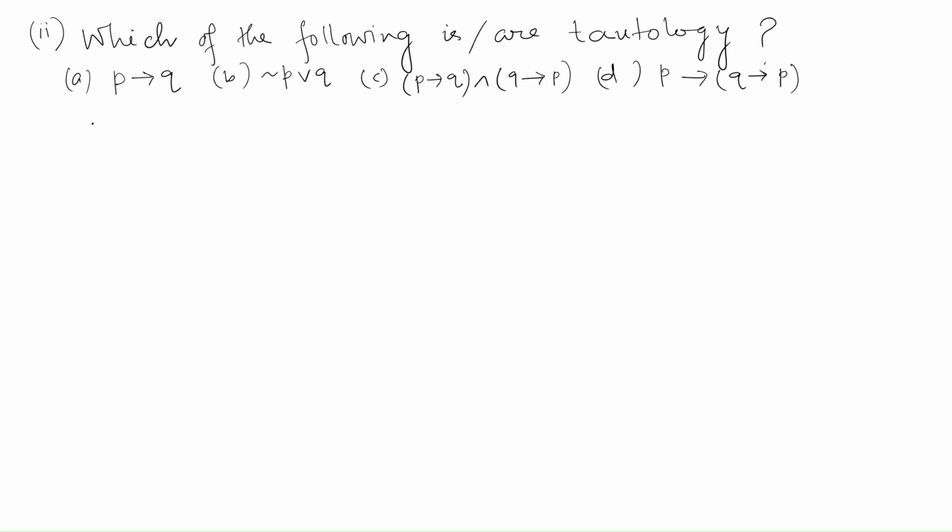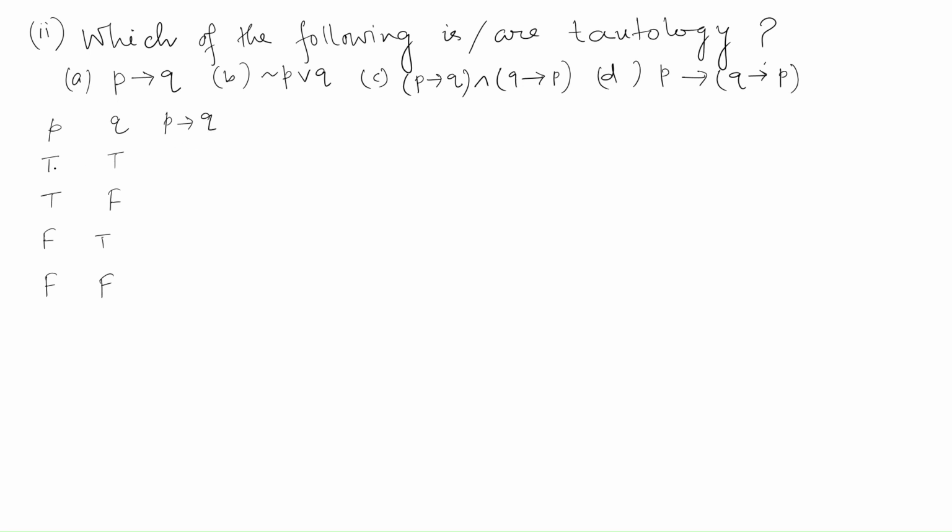Next question. Which of the following is a tautology? Let us make the truth table for P, Q. P takes the truth values T, T, F, F. Q takes the truth values T, F, T, F. P imply Q.